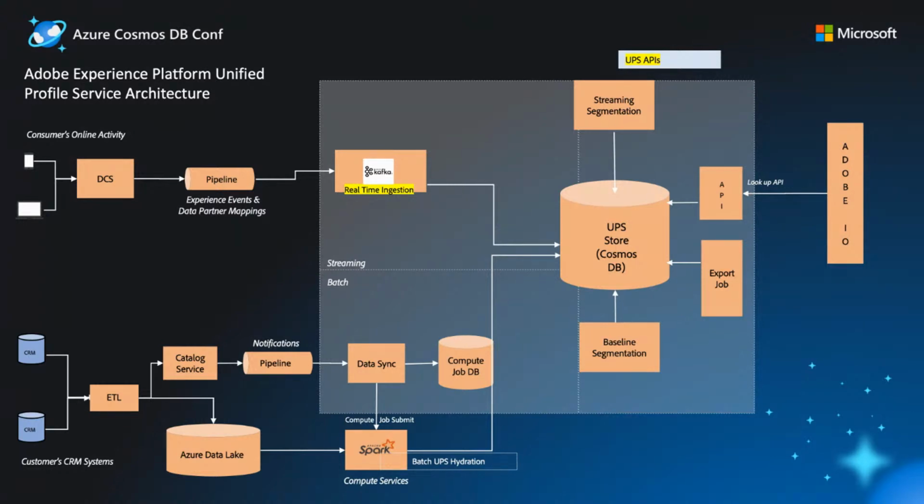The batch ingestion actually has a little bit more complexity because you're running an entire ETL pipeline. You're talking to catalog services. Then the data gets laid down to Azure Data Lake, which is Parquet files. We run compute jobs on top of that, which are based on Spark. You can see again the symmetry there. Similar things are happening on both sides. This is where batch hydration actually happens.